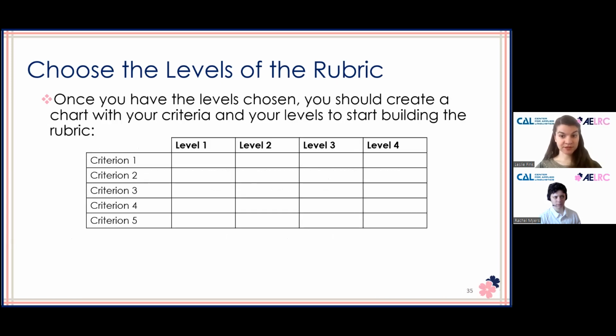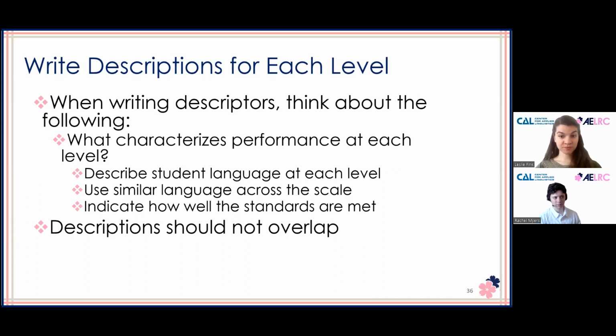Once you have your criteria and your levels, you can create a chart like this one to start building the rubric. Then you should write descriptors for each criterion at each level. That's each cell or box in the chart we just saw. When you're writing these, think about what characterizes performance at each level and describe the language that students will produce.